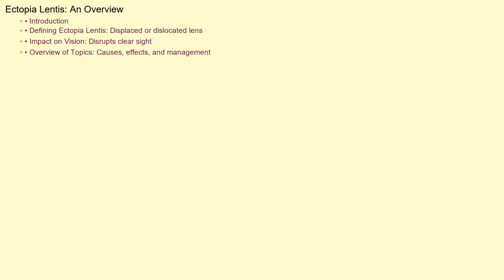Hello, and welcome. Today we're diving deep into a fascinating and often challenging condition called ectopia lentis. This refers to the displacement or dislocation of the eye's natural lens, a crucial component for clear vision. We'll explore what causes it, how it affects vision, and what can be done to manage it. Join us as we unravel the intricacies of ectopia lentis.